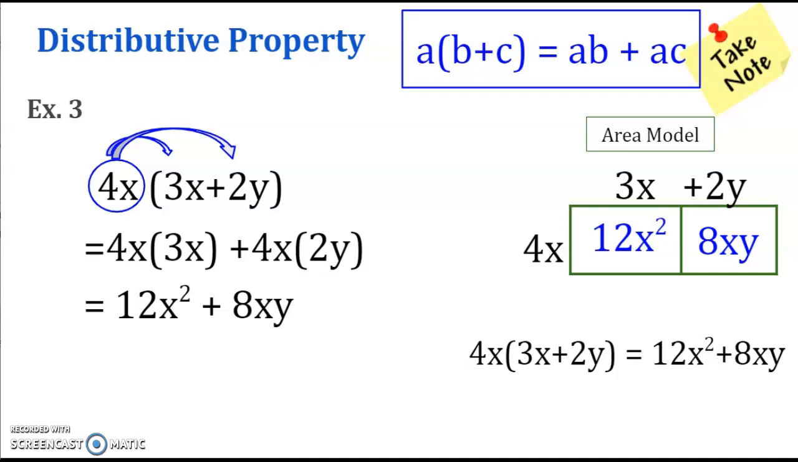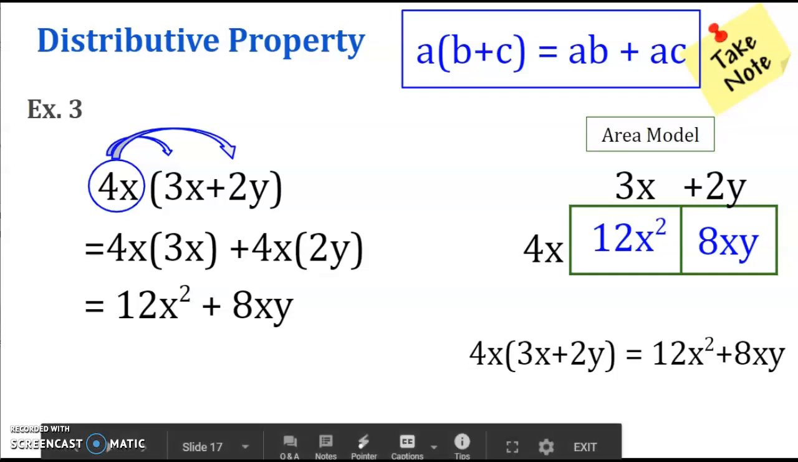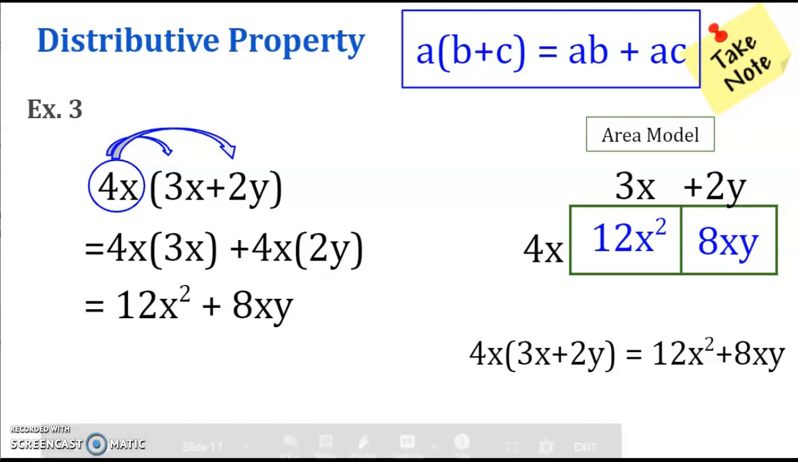So 3x and 2y. This becomes 4x multiplied to 3x first, and then to that you're adding 4x times 2y. And so I know that 4x times 3x is 12x squared, because 4 times 3 is 12 and x times x is x squared. And then the second term is 4 times 2 is 8 and x times y is just xy. So it's 8xy.